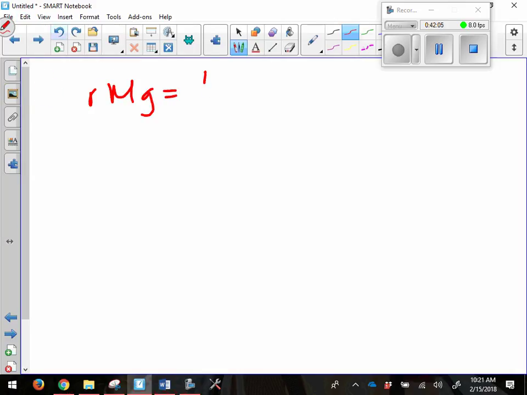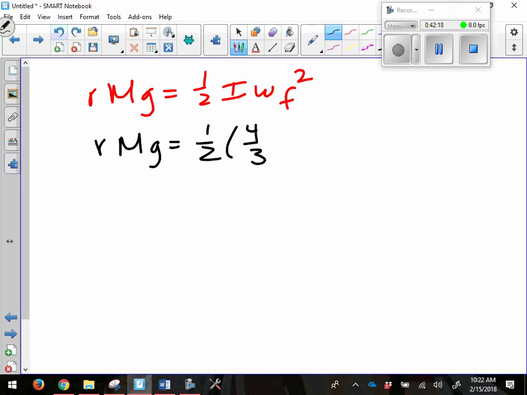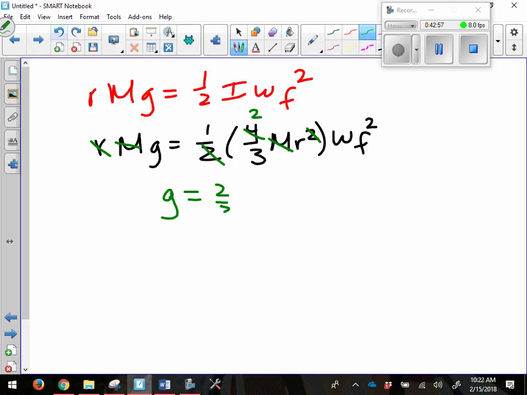So it was RMG equal to 1/2 I omega final squared, right? So we've got RMG, 1/2, I we said was 4/3 MR squared omega f squared. And now we can do some canceling. The m's are going to cancel, which is where Priya was going. And that's good because I don't know what the mass of that meter stick was, but I don't need to. I can cancel a 2 and the 4, and I can cancel one of my r's. So that's going to give me G is 2/3 R omega final squared, or omega final squared is 3G over 2R.